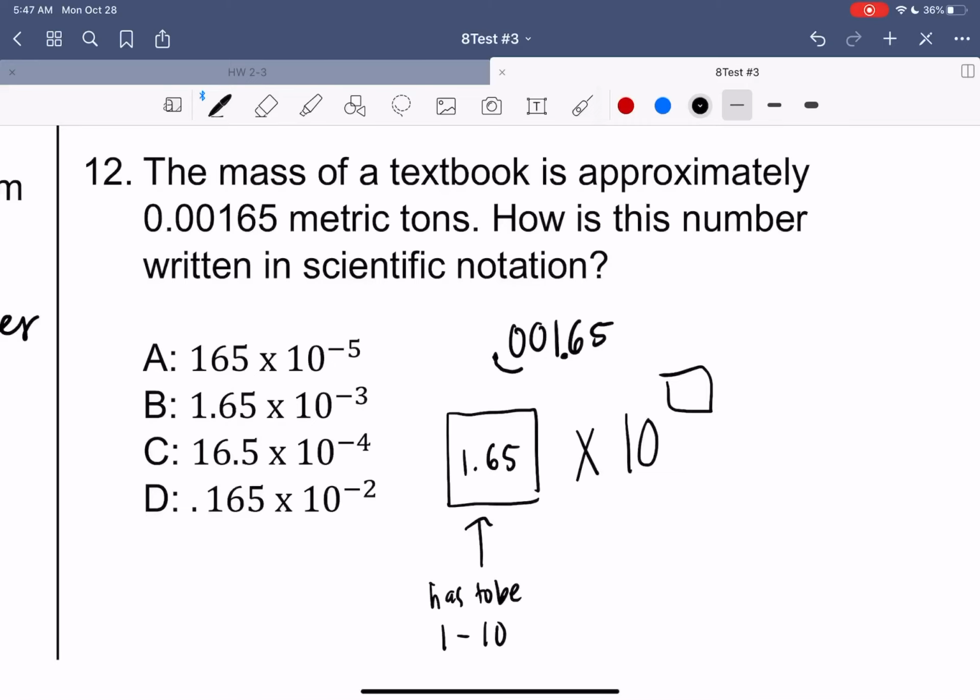And so that would be moving it 1, 2, 3. So the third, but it has to be negative. In order to have that, we have the one that matches right here.